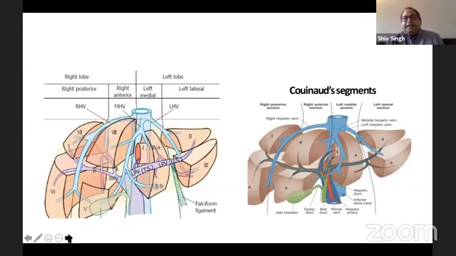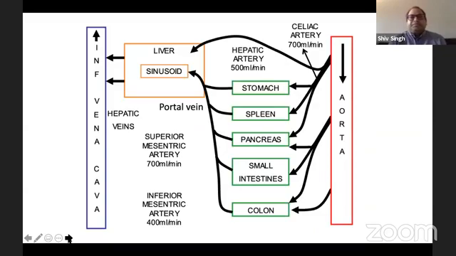If you look at it, they go clockwise, 1, 2, 3, 4, 5, 6, 7, 8 lobes. So it goes clockwise, and the division. So you should actually also know this classification for surgical purposes or for transplant purposes.